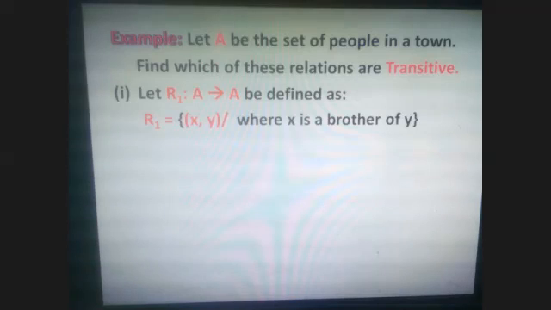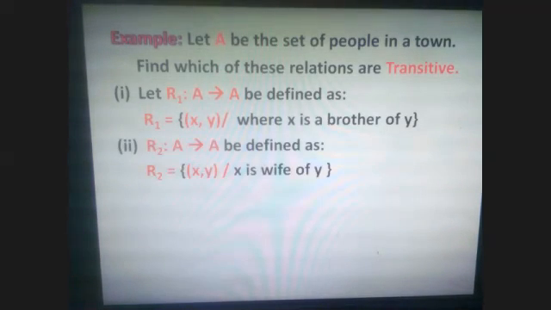I'm taking up a few examples here. Let A be the set of people in a town. Find which of these relations are transitive. One is R1, from A to A, defined as R1 equal to the set of (x, y) where x is a brother of y. We have to find out whether it is transitive or not. Let us take another one, R2 from A to A. What is A here? A is the set of people in a town. R2 from A to A is the set of (x, y) where x is the wife of y.